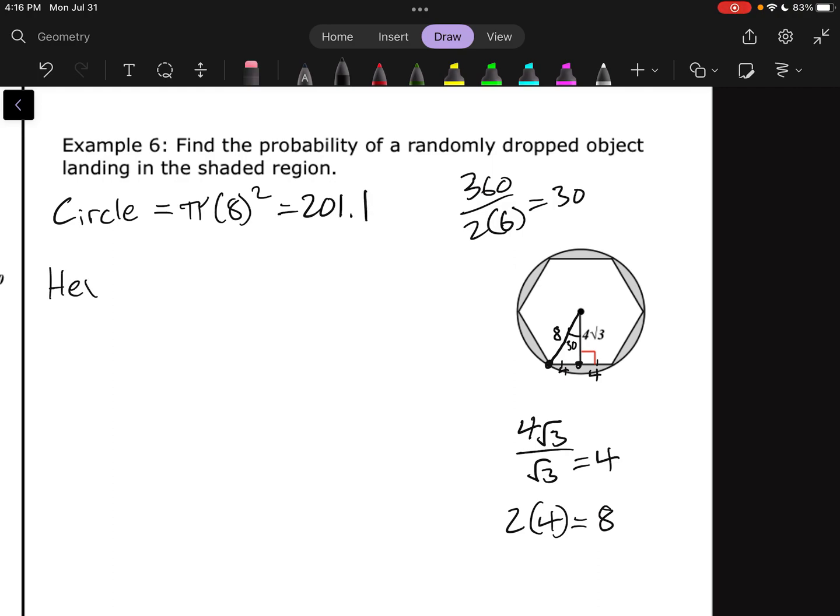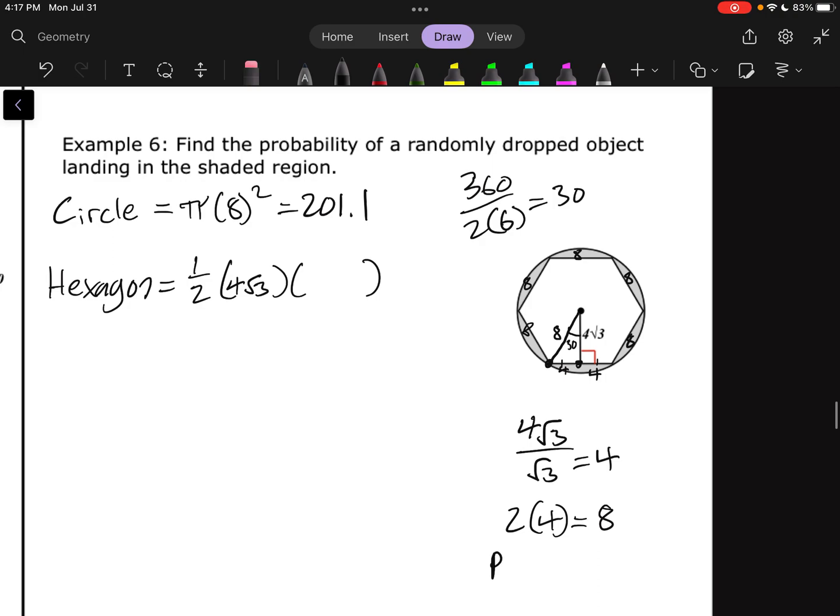Now I just need the hexagon, and we can really get going. The formula for a regular polygon is always 1/2 AP, apothem times perimeter. Now the apothem we've had from the beginning, that's 4 root 3. And the perimeter I can find by utilizing those two 4s at the bottom, right? If both of those are 4, that means that each side of my hexagon is 8, which means that my perimeter is 6 times 8, which is 48.